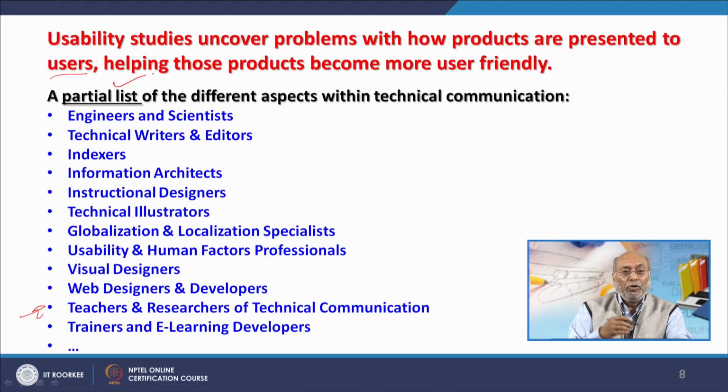But being a teacher, most of my examples might come from this domain only. Trainers and learning developers too, and this is a non-exhaustive list, as I said, a partial list. So, more users can be added here who require good technical communication.